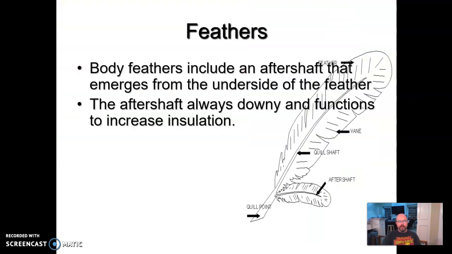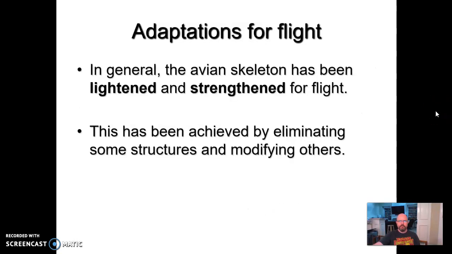So feathers have an aftershaft. That's the downy part that's at the bottom. The aftershaft functions to increase insulation. So no matter what kind of feather we're talking about, there is that little downy portion at the bottom. Whether it's just a pure downy feather or even a body contour feather, it will still have that downy part at the bottom to keep insulation.